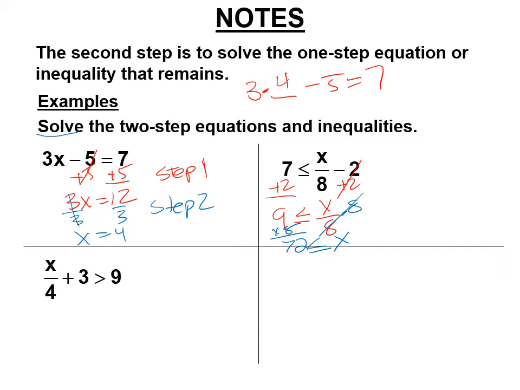So it's add 3, so we're subtracting 3 from both sides. X divided by 4 is greater than 6. That's step 1. Step 2, x is being divided by 4, so you multiply both sides by 4. X is greater than 24.